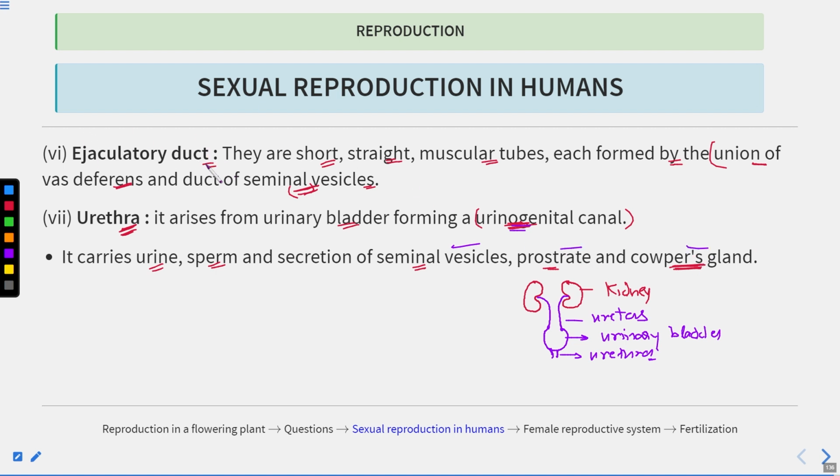So this was the duct system present in the male reproductive organs. What was the role of the duct system? The delivery of the sperms from the testes to the exterior of the body. This is very important, the transfer of the sperms. Otherwise there will be no fertilization, because during copulation the sperms are released into the female body. So this duct system is very important for the transfer of the male gamete.